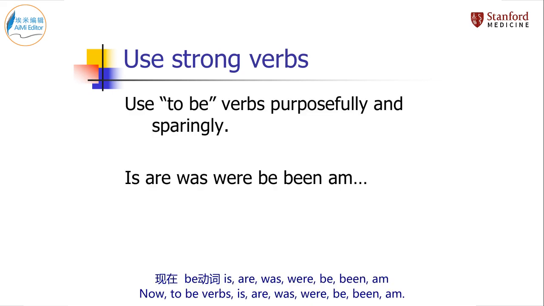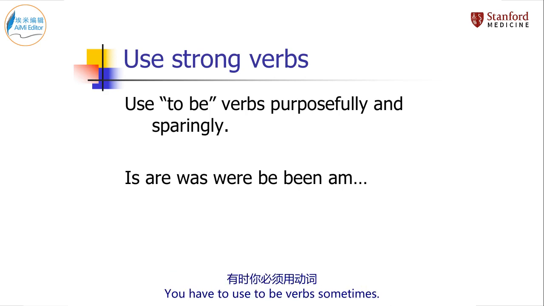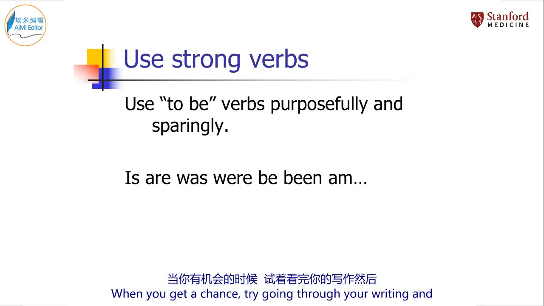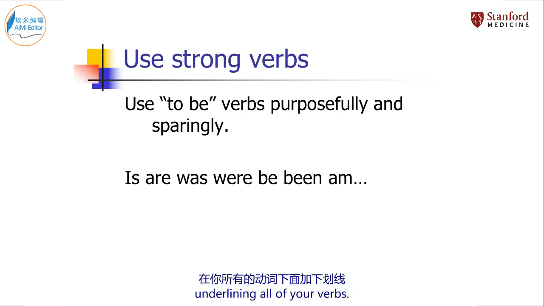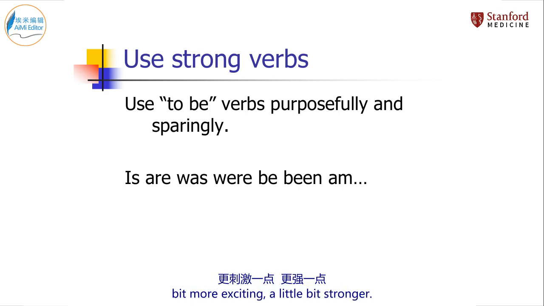Now, to be verbs: is, are, was, were, be, been, am. They are highly overused in scientific writing, and they're boring. You have to use to be verbs sometimes. You can't avoid them, but they should not be the predominant verbs in your paper. When you get a chance, try going through your writing and underlining all of your verbs. See how often you use to be verbs. You might be surprised. So where possible, try to substitute those to be verbs with something a little bit more exciting, a little bit stronger.